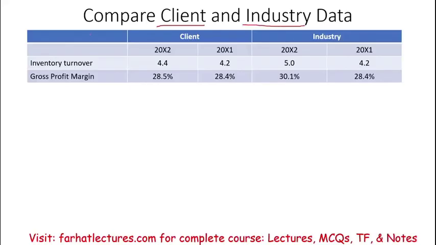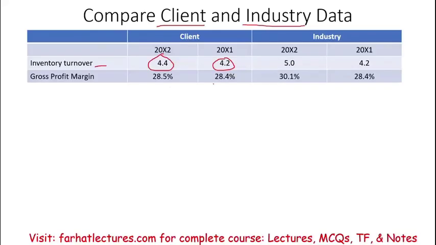So let's take a look at these numbers just for the sake of illustration. We have this company here, and we look at their inventory turnover. For year 1, it was 4.2, and year 2 was 4.4. So their inventory turnover is increasing, which is good.